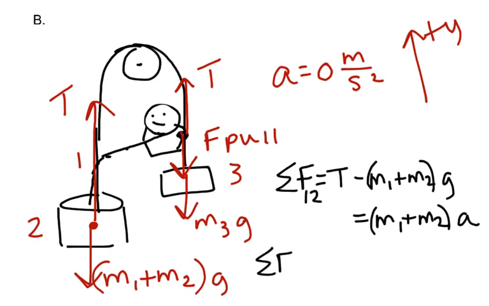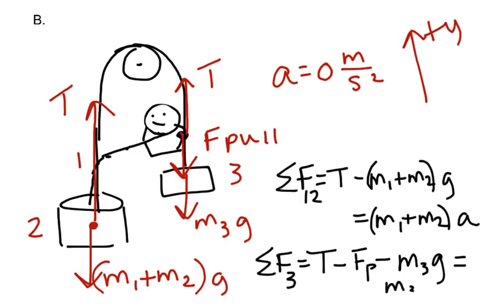The sum of the forces of object 3 would be the tension acting upward minus the force of the pull of the person minus m3g, and that would be equal to m3a. Again, that acceleration value is 0, so the sum of all the forces acting on object 3 would be 0.